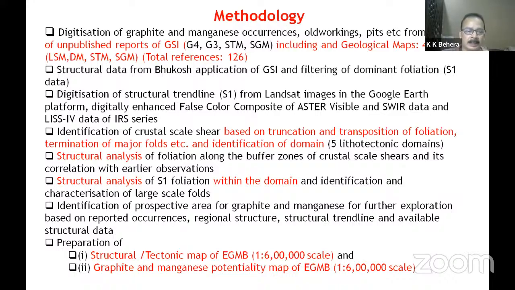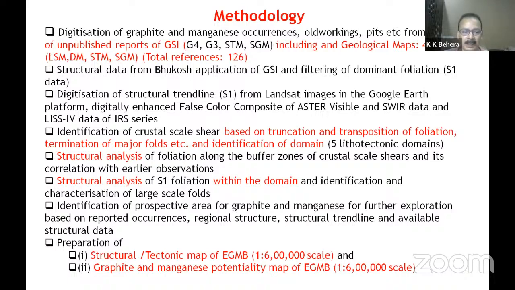Integrating these three data sets, we identified crustal shear zones, based on truncation and transposition of foliations or termination of major folds, which I will be showing at a later stage, and identified five lithotectonic domains. We also analyzed the foliations along the buffer zones around shear zones, to study the nature of shear zones, and correlated them with earlier observations.